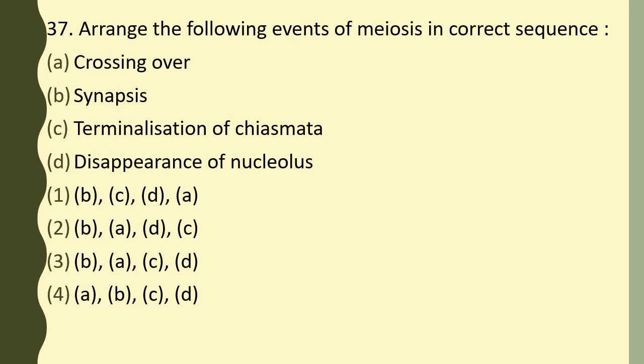Question number 37. Arrange the following events of meiosis in correct sequence. Events are crossing over, synapsis, terminalization of chiasmata, disappearance of nucleolus. The arrangement is given in following four options. The correct sequence is option 3, that is first synapsis occurs, then crossing over followed by terminalization of chiasmata and finally disappearance of nucleolus.